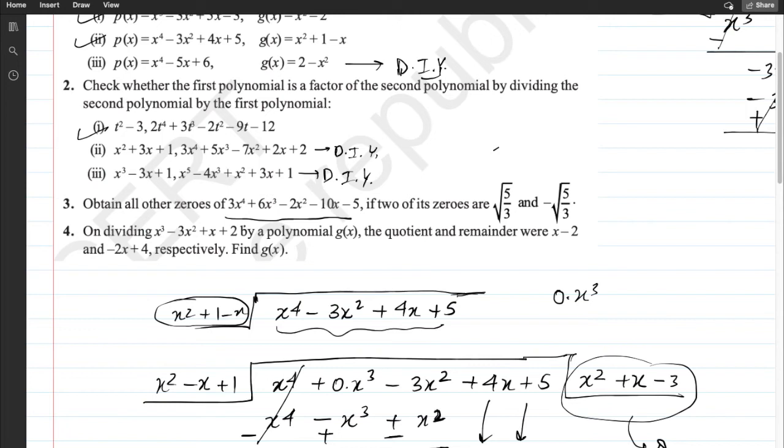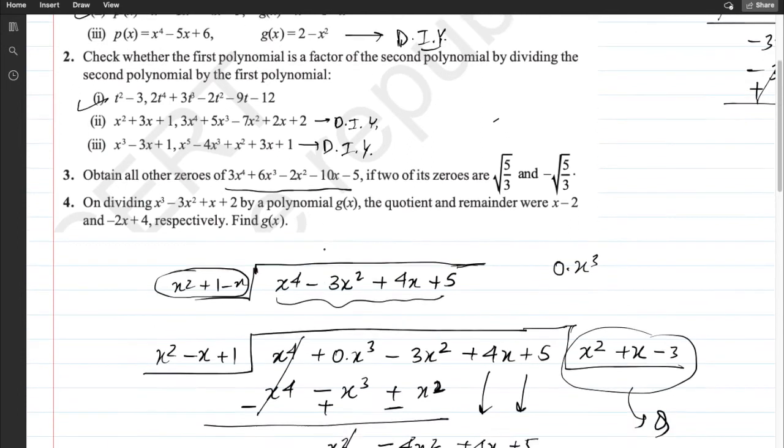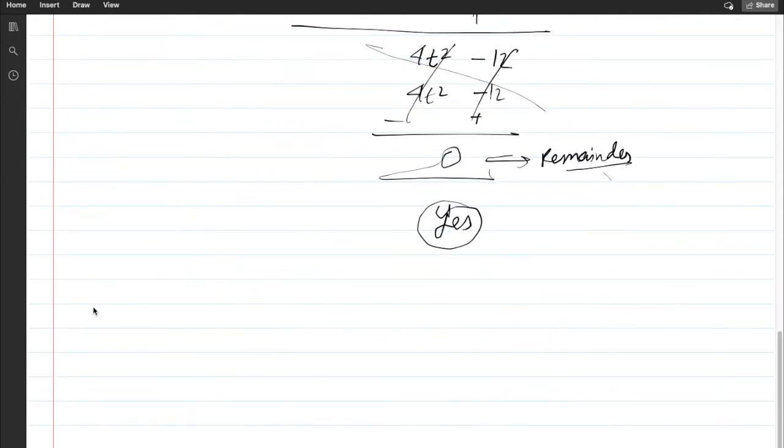How do we know how many zeros will be present for this equation? This is a good question. To understand that, let's rewrite this equation. The question is question number 3. The equation was 3x^4 plus 6x^3 minus 2x^2, and I think it was minus 10x minus 5. Let me check.